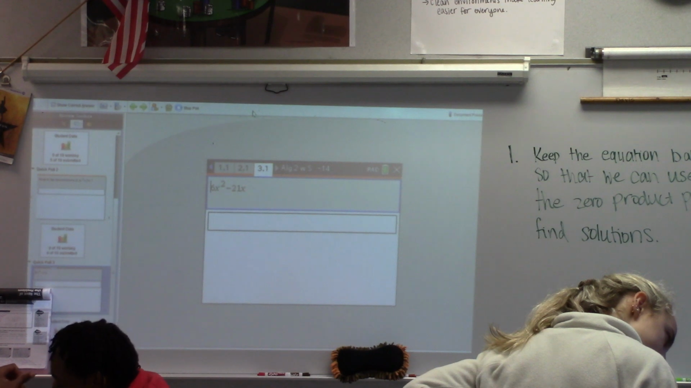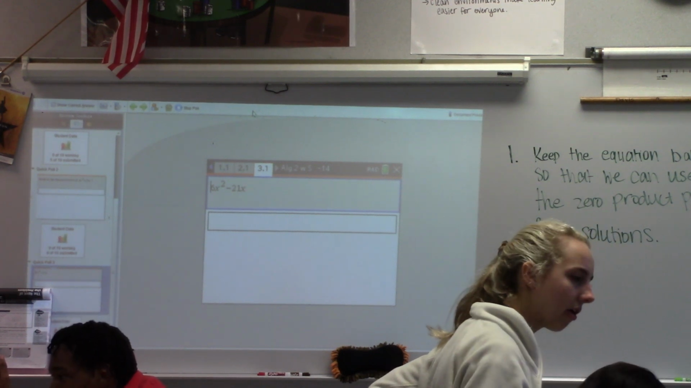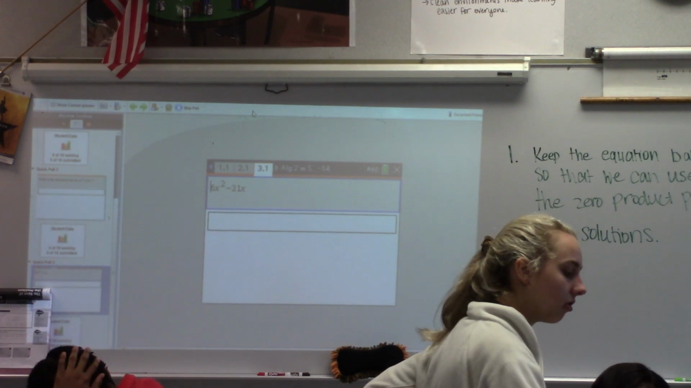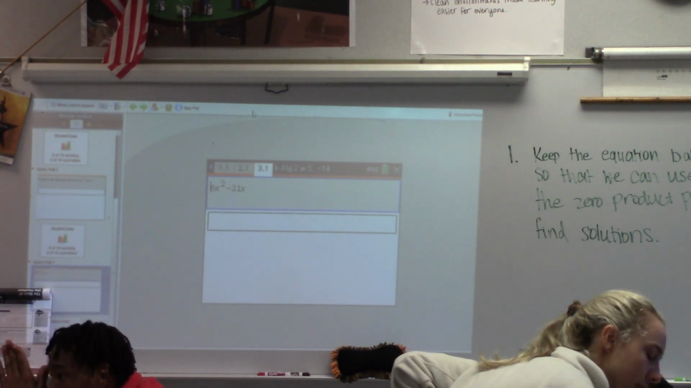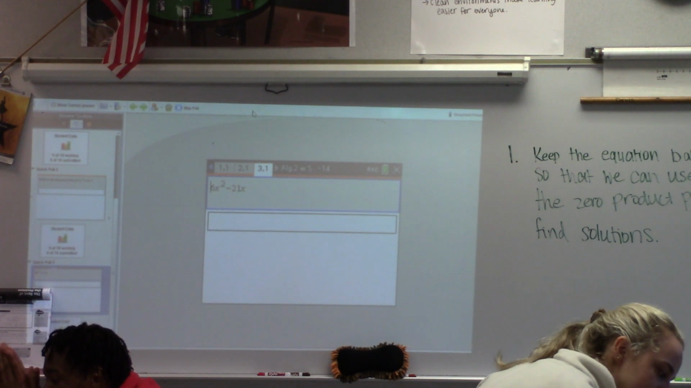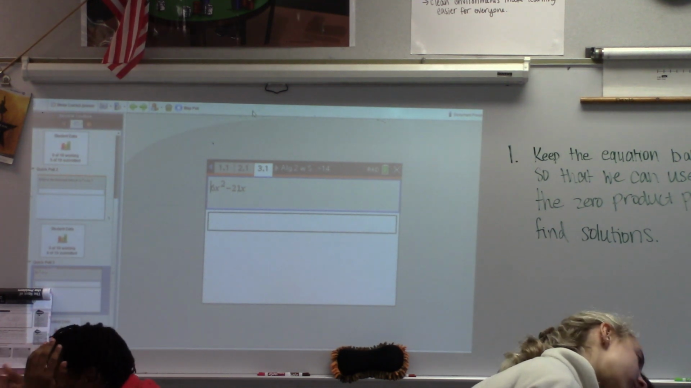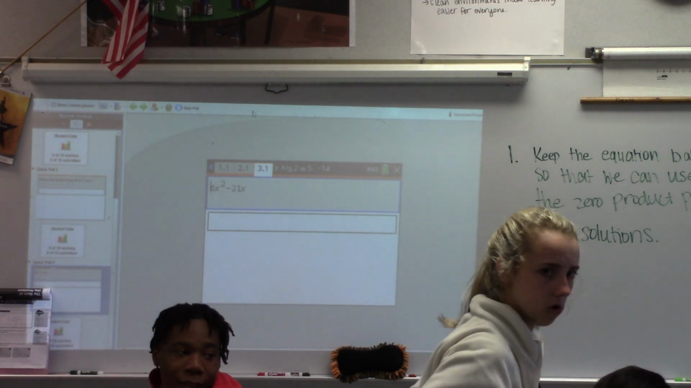Well, that's not even 3x squared. How do I make it 6x squared? No, we were... I see what you're saying. 2x, because remember, it's going to look like 6x squared minus 21x. And then what do you multiply 3x by to make it equal?